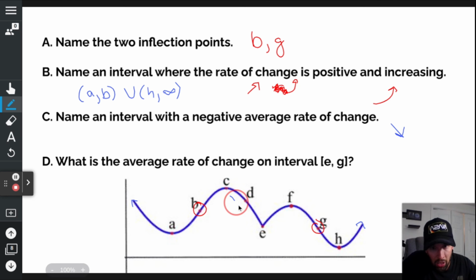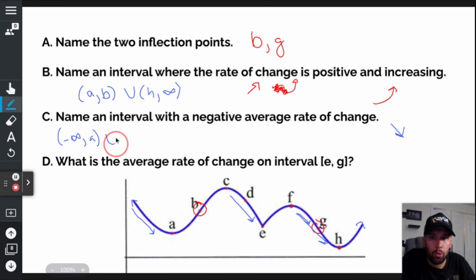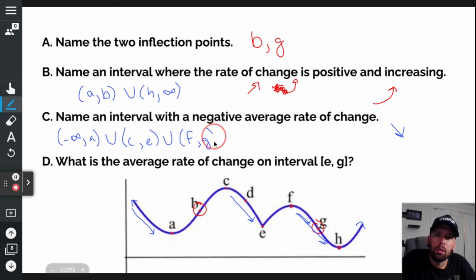Between C and E does that. Between F and G does that, and between F and H does that. So let's name them all. And technically, negative infinity to A does that. So for funsies, let's name them all. Negative infinity to A, union, C to E, union, F to G, union, G to H, union, and F to H.